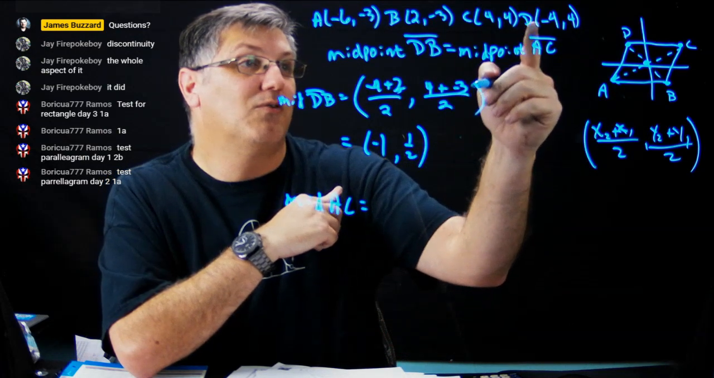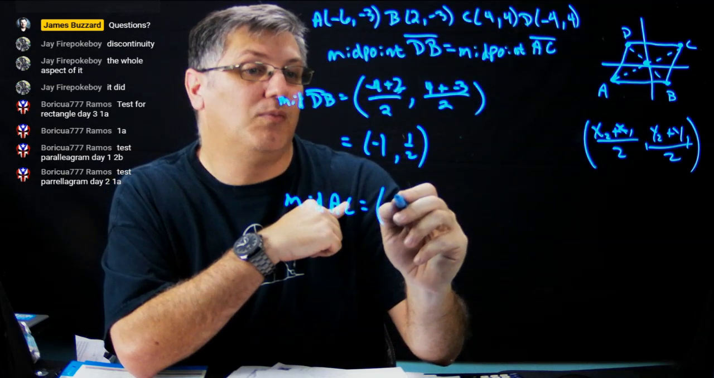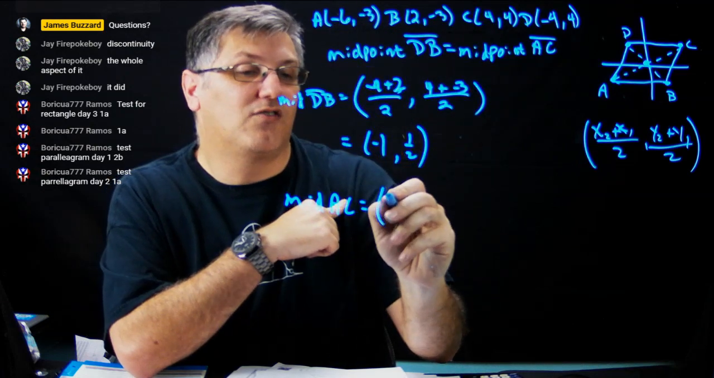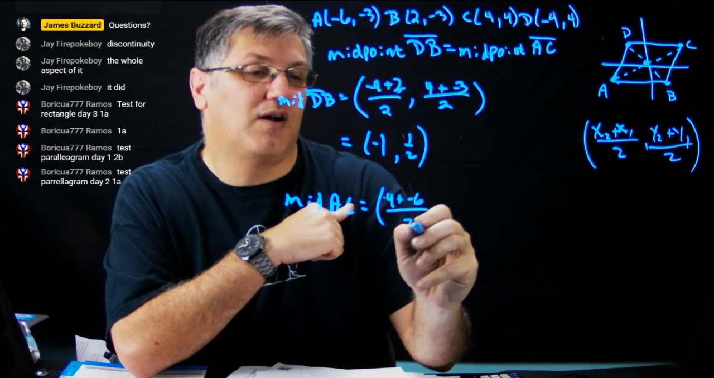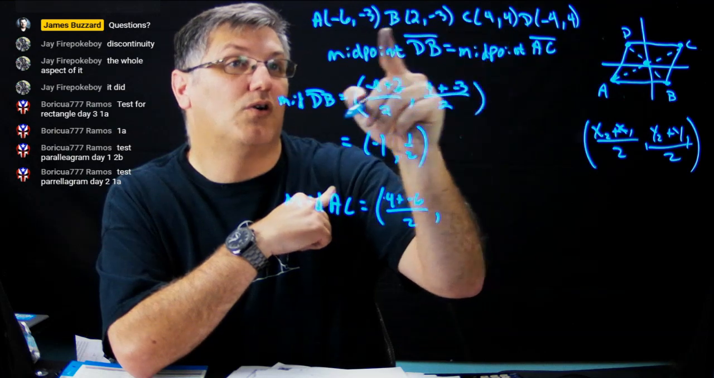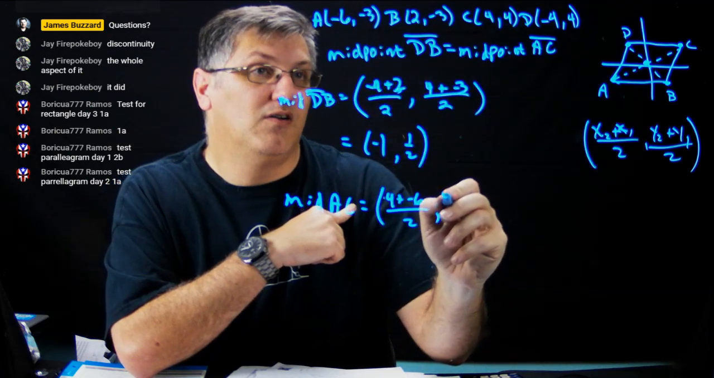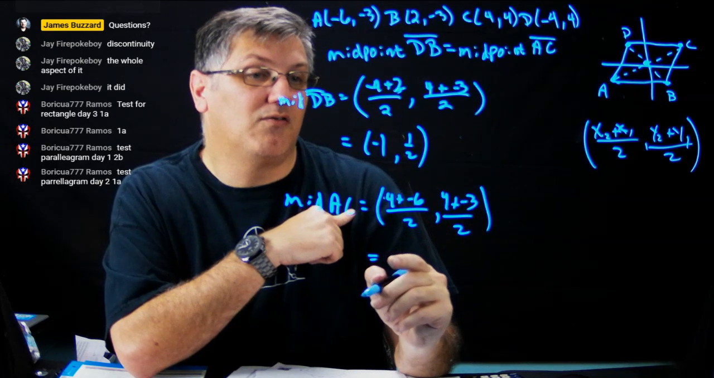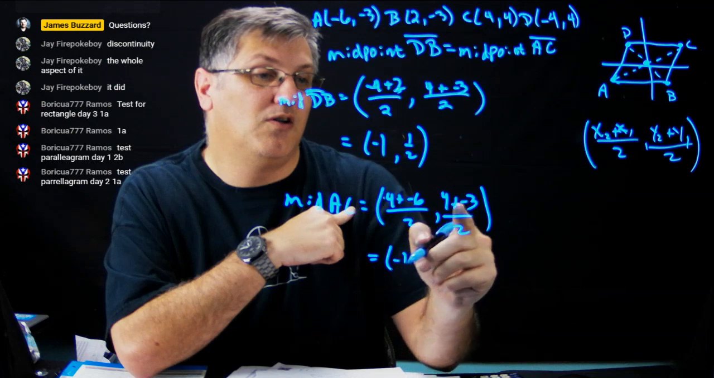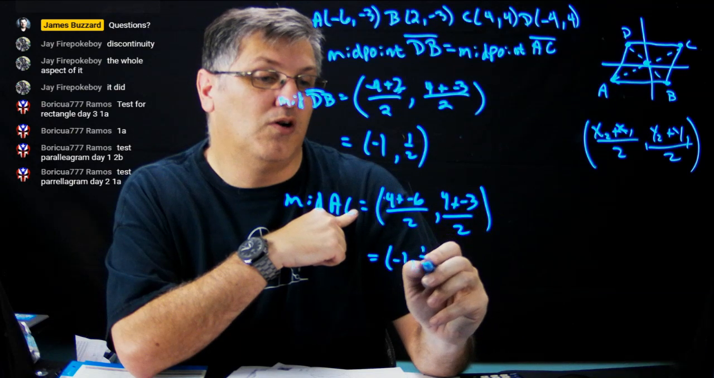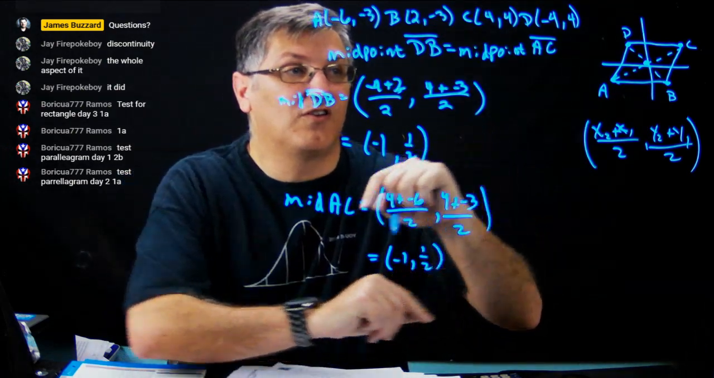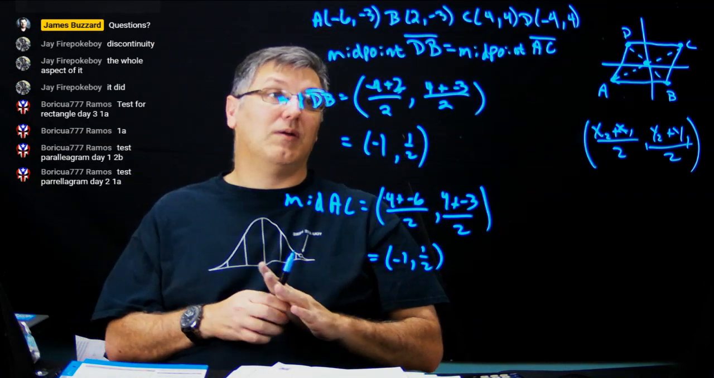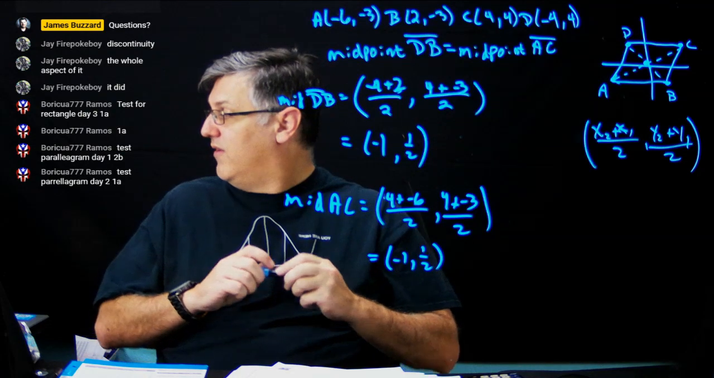The midpoint of AC, we're taking the average of my x's, which is 4 plus -6 divided by 2, and 4 plus -3 divided by 2. This gives me -2 over 1, which gives me -1, and this gives me 1/2. So since these midpoints are the same, this is a parallelogram, because the midpoints do bisect each other.